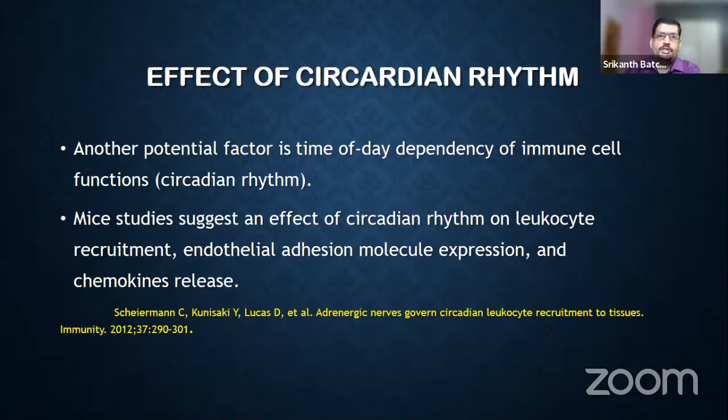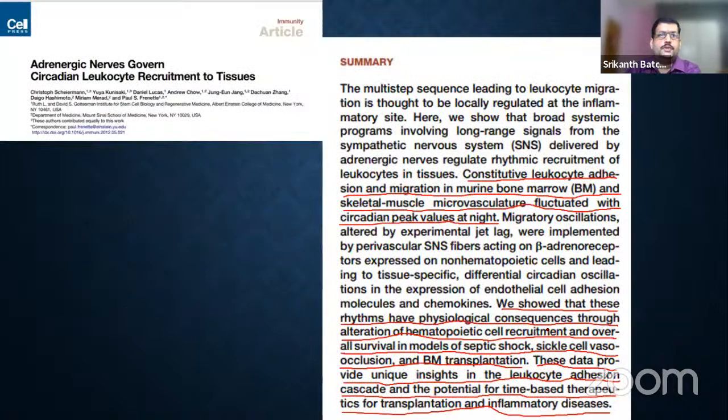So this is another potential factor where there is a time of day dependency of immune cell functions. So the mice studies suggest an effect of circadian rhythm on leukocyte recruitment, endothelial adhesion molecule expression, and chemokine release. So this is the study they are talking about, and there are multiple other supporting studies too, published in Elsevier publication. So they concluded that the leukocyte adhesion and migration in murine bone marrow and skeletal muscle microvasculature fluctuated with the circadian peak values at night.